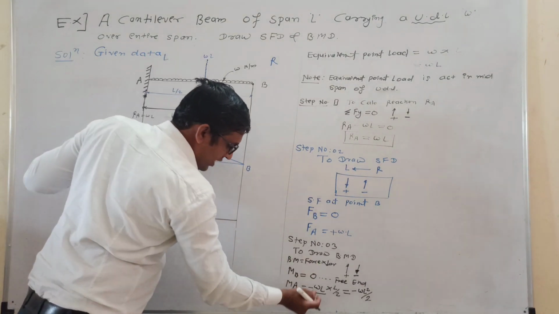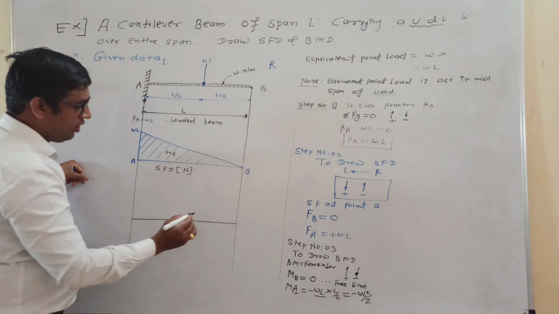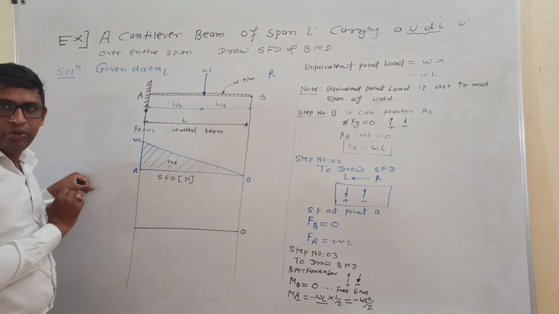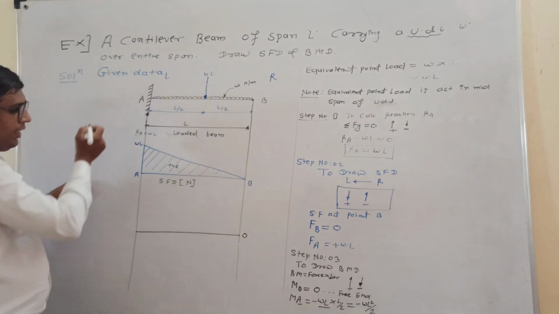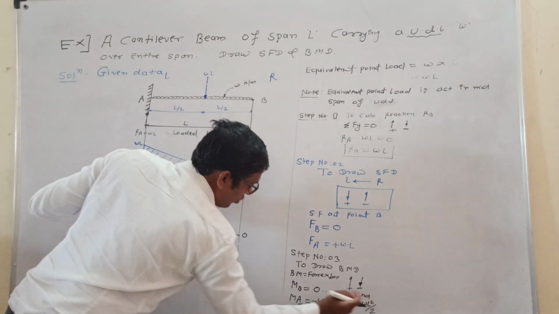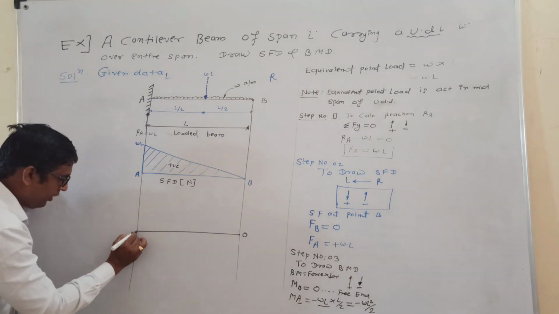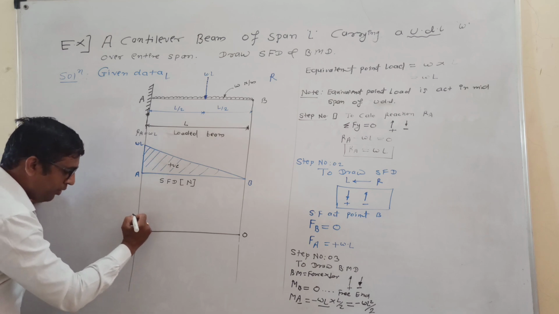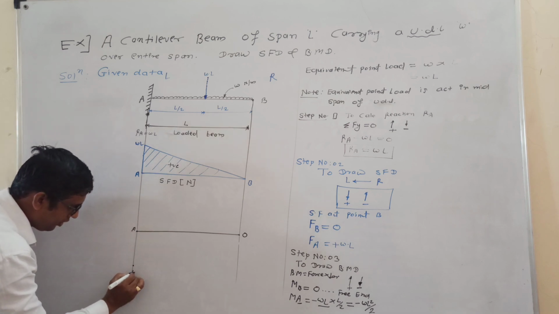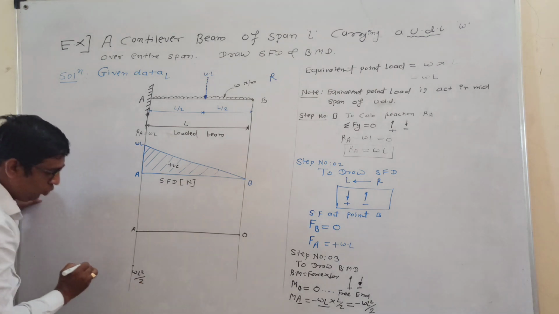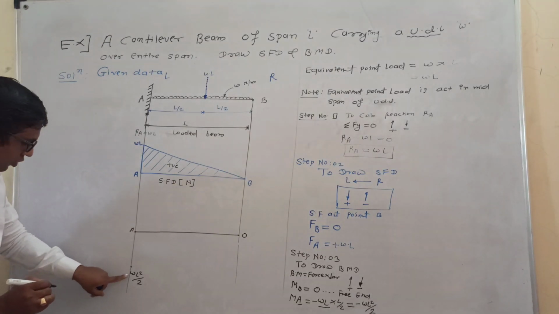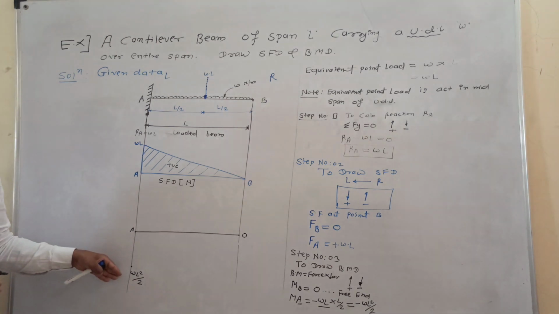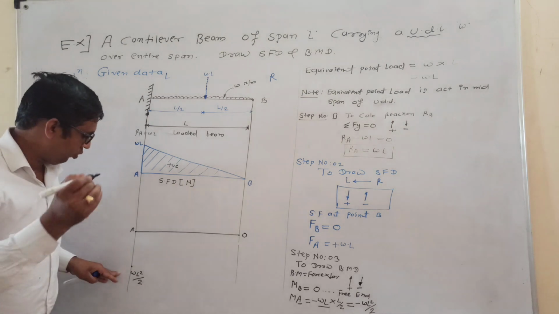Okay. As per the calculations, we draw the bending moment diagram. At point B, bending moment is 0. At point A, bending moment is minus WL square by 2. Minus means you have to draw below the baseline. Consider here WL square by 2. No need to write a negative sign here, because being below the baseline itself indicates that it is negative.